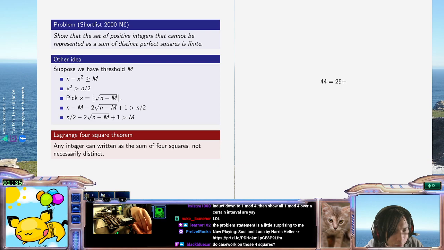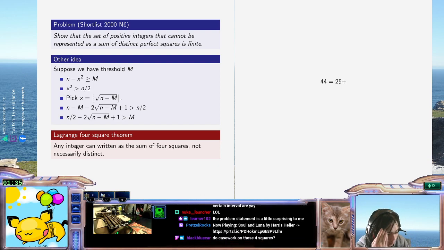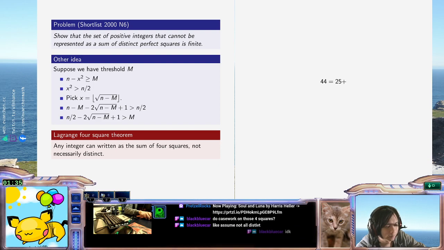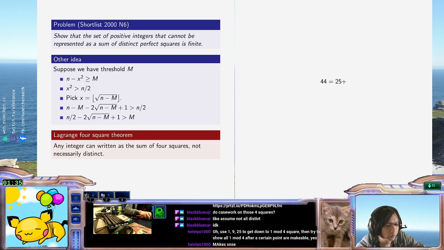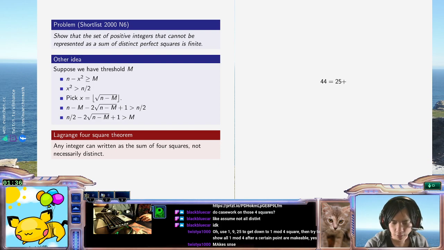Casework. I had the thought, but I don't know if there's a good way to deal with it. I mean, what are you gonna do with 2a squared plus b squared plus c squared, I guess? Like, I guess you can hope that. Yeah, I had the same thought. I want to show all 1 mod 4 are eventually good. Yeah, I think that's the best approach. Okay, so for 1 mod 4 things, where do I start?